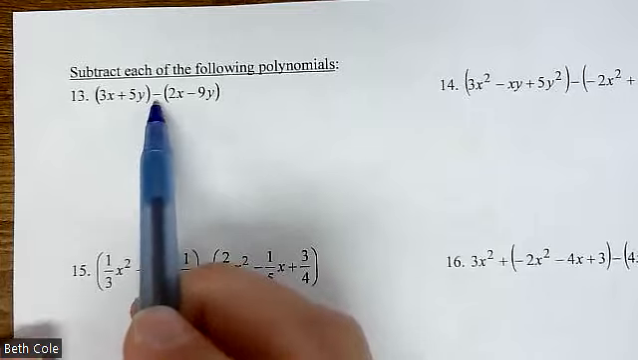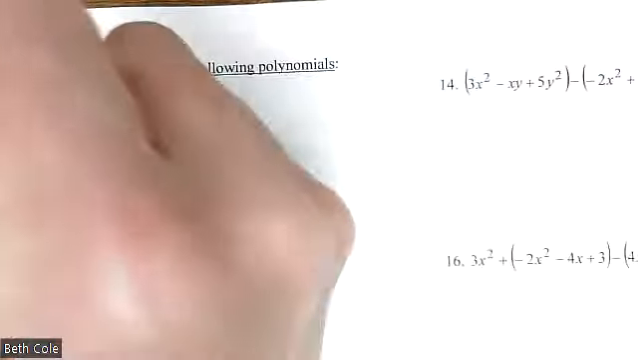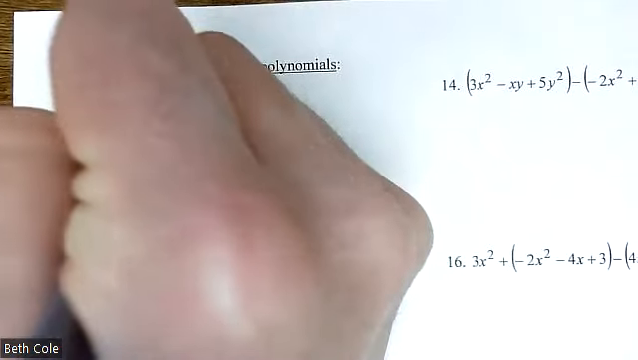Do you see how this is minus this time? Do you all see that there? You're going to just keep the first part, and you don't need the parentheses anymore. So just 3x plus 5y.